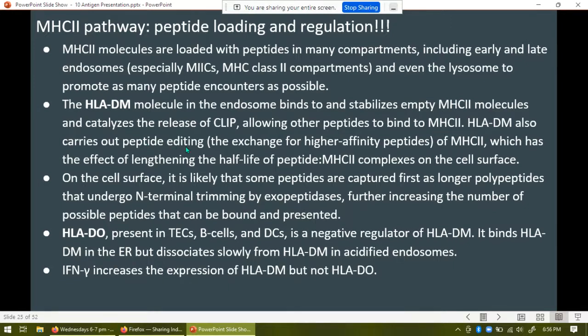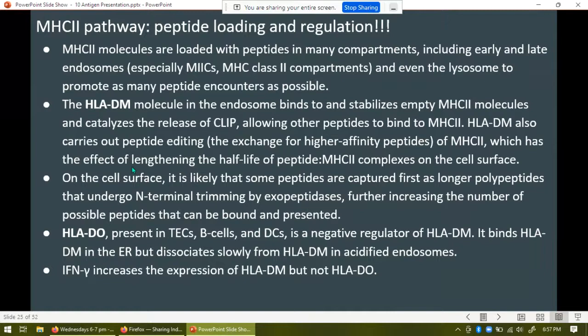HLA-DM also carries out peptide editing. So this occurs for MHC2 as well. Remember in MHC1 it was performed by tapasin. Well, in this case it's performed by HLA-DM. So remember, peptide editing is the exchange of low affinity peptides for higher affinity peptides. So there's a competition between peptides that can bind really strongly and those that don't bind as strongly, and they have to compete. This has the effect of lengthening the half-life of MHC2 complexes on the cell surface. Remember, if MHC2 accidentally lets go of its peptide, it's no longer going to be able to fold properly, and it's going to fall apart, and the cell's going to have to take it up and destroy it.